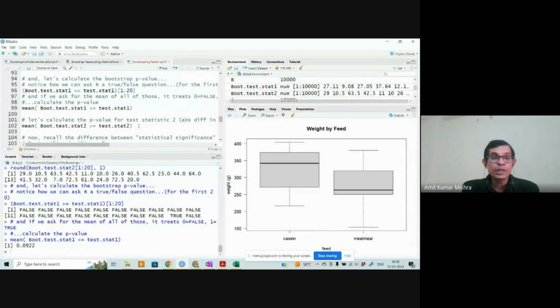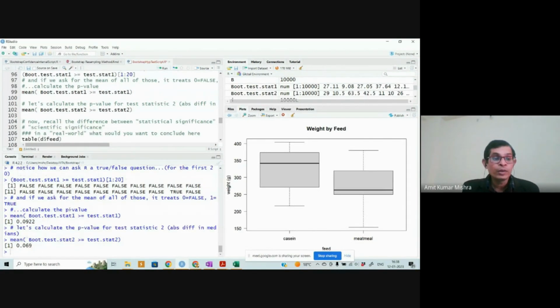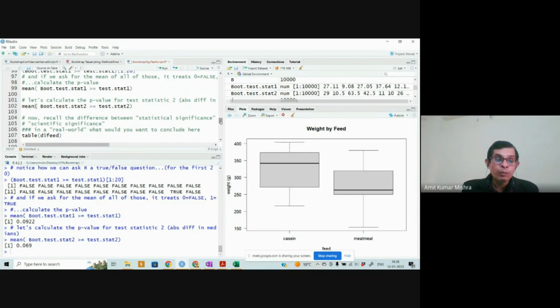And if you go for the median, it is different from that. Why is it different? There may be some reasons, but it is different. So these are giving you the p-value, and for both the final answer is do not reject H0 because both are bigger than 5%.